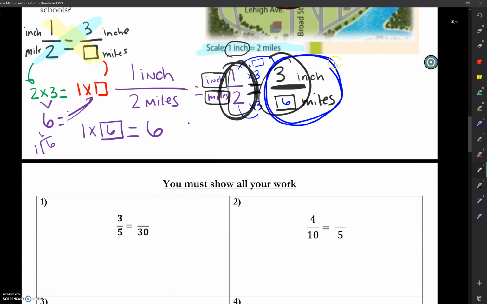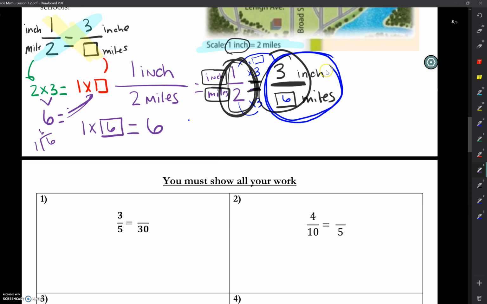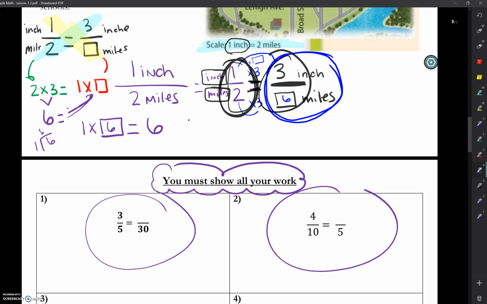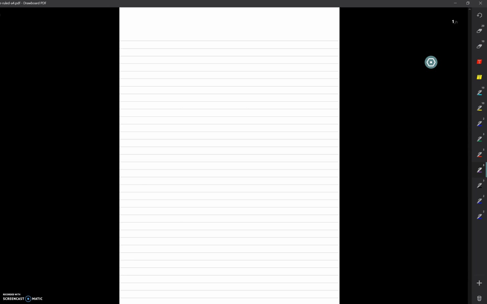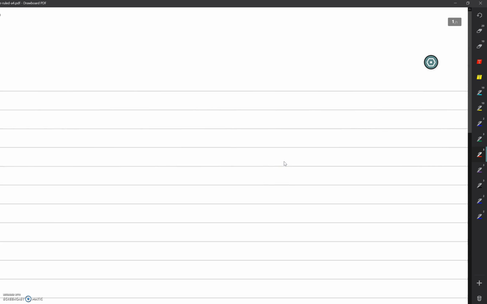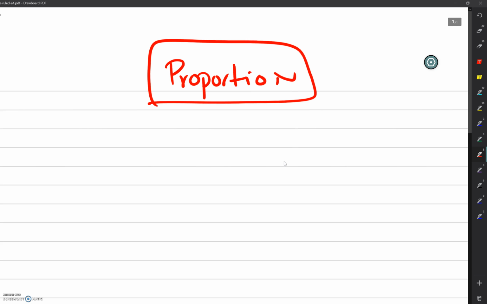Now I'm going to show you some more examples on a separate sheet of paper, and then you are going to solve these on your own. These are proportions. All of these are proportions. You're going to have to figure out an answer, but before we do that, I'm going to show you some examples. I want you to go get a blank sheet of paper and write proportions on the top of it.